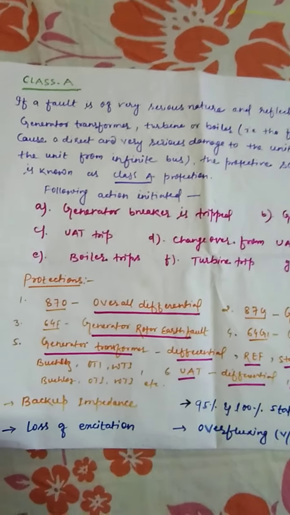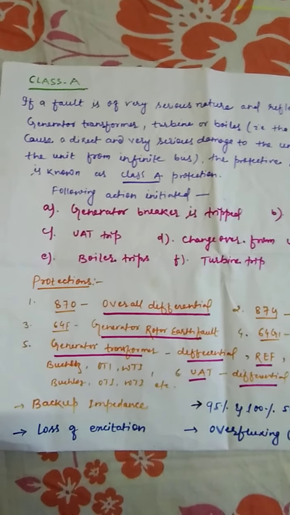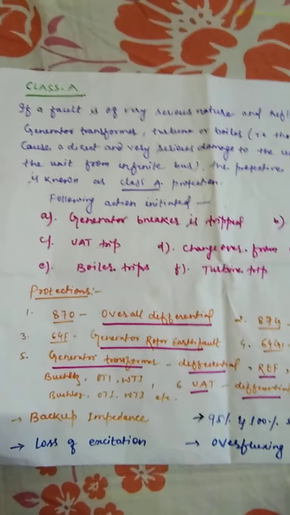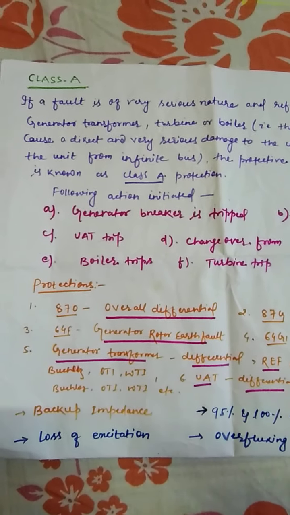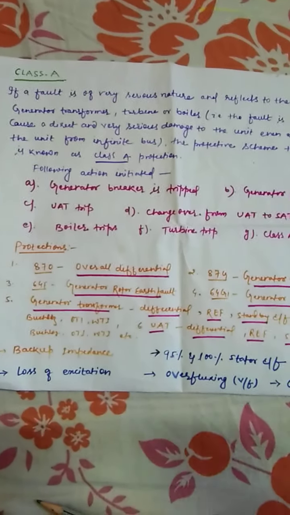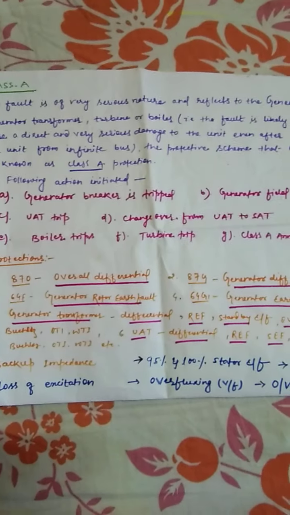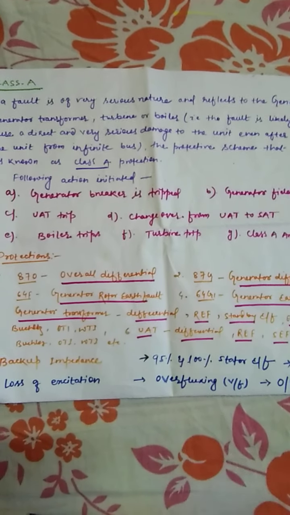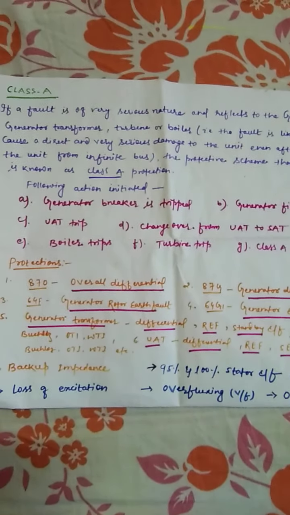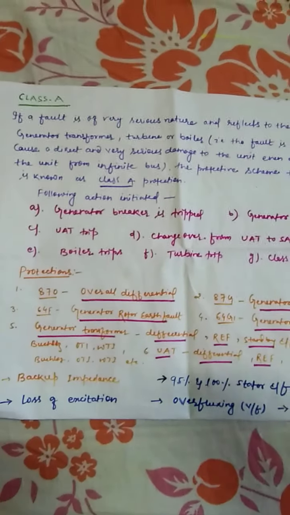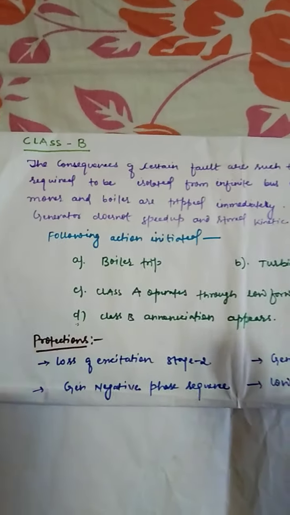So these are mainly the Class A protections which are implemented in the industry, in power plants or wherever the turbine system is. Class A protection is of very serious nature. We need to isolate the generator breaker, generator field breaker, UAT changeover, everything. The next class is Class B. So let us understand Class B.